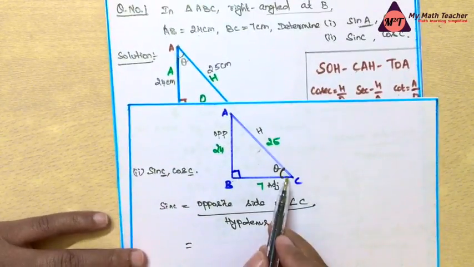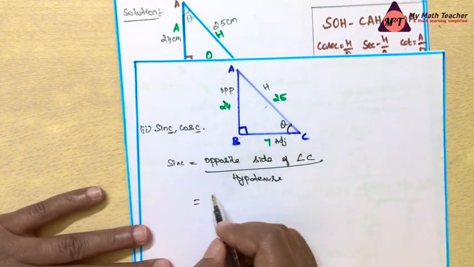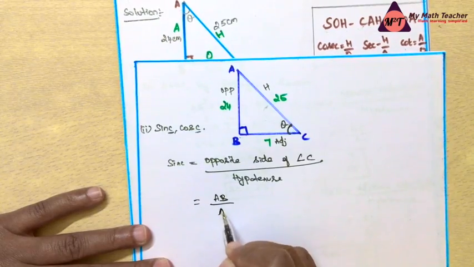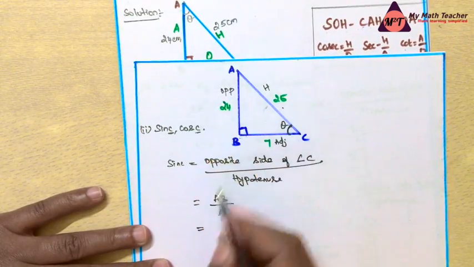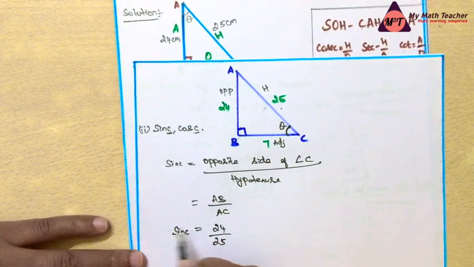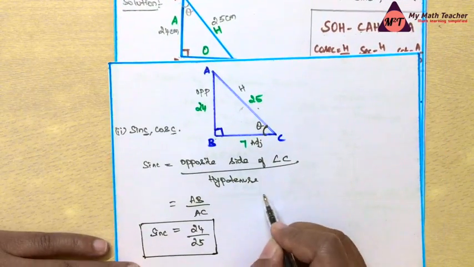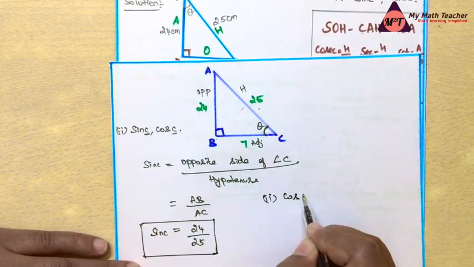What is the opposite side here? That is AB is opposite and the hypotenuse is AC. AB by AC, which is 24 by 25. That is sin C. This is the first part. Now the second part, that is cos C.